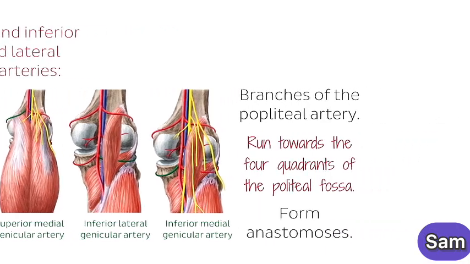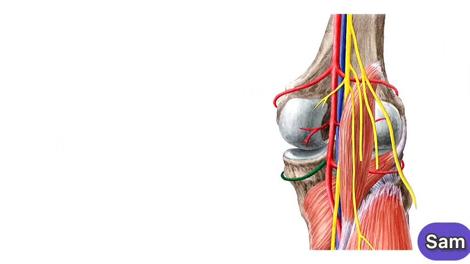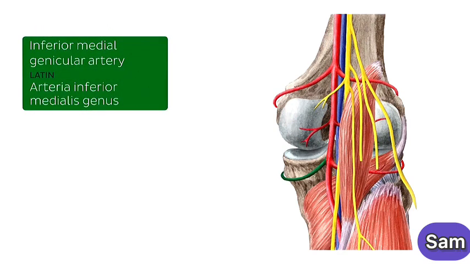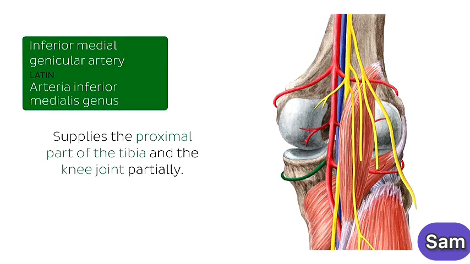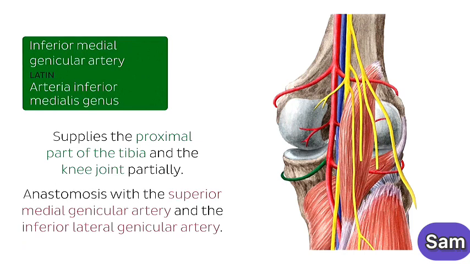We're going to now pay a little bit more focus on this one, and if you remember from that collection of images, we're now looking at the inferior medial genicular artery. This one runs around the medial condyle of the tibia, as you can see here. This is the medial condyle of the tibia, and the artery supplies the proximal part of the tibia and the knee joint partially. This artery forms anastomosis with the superior medial genicular artery and the inferior lateral genicular artery.